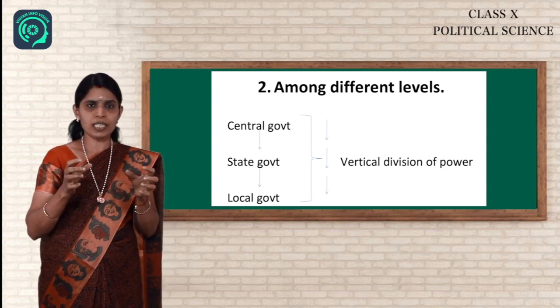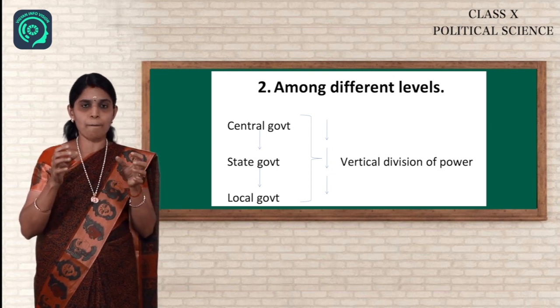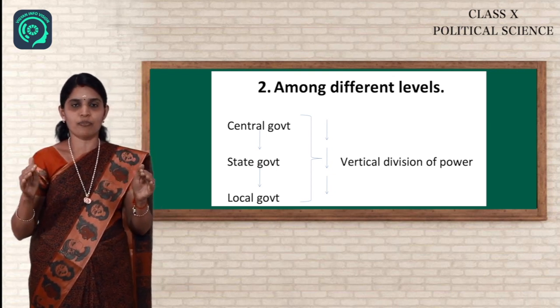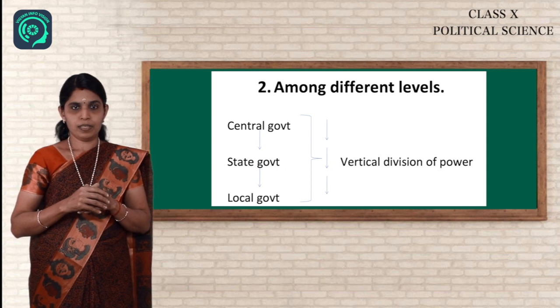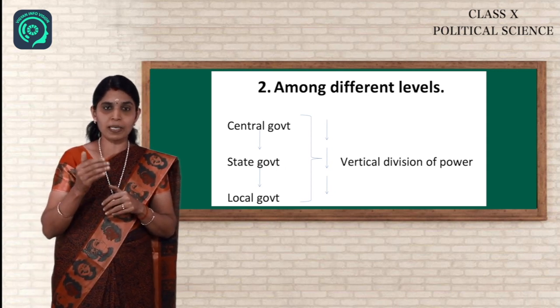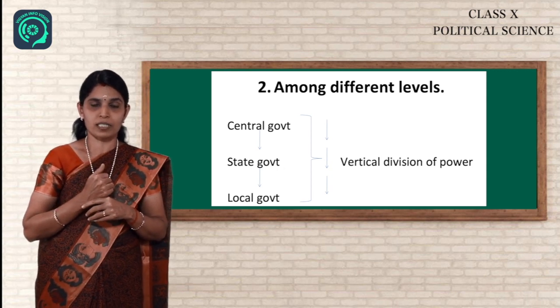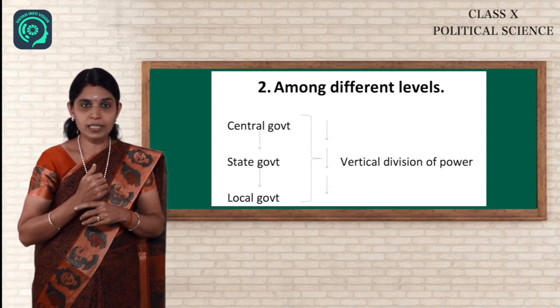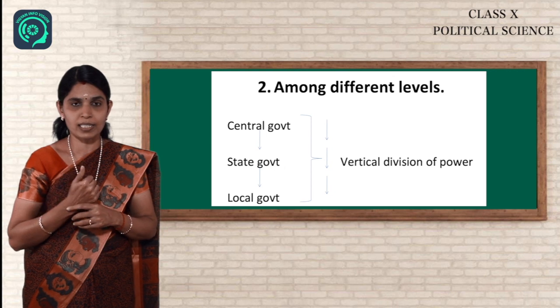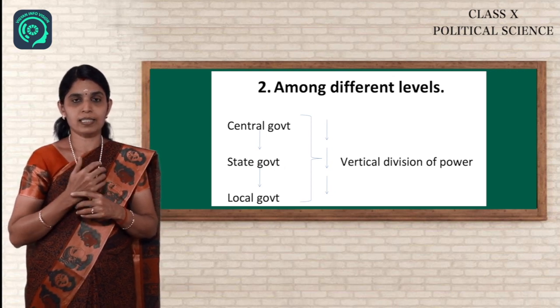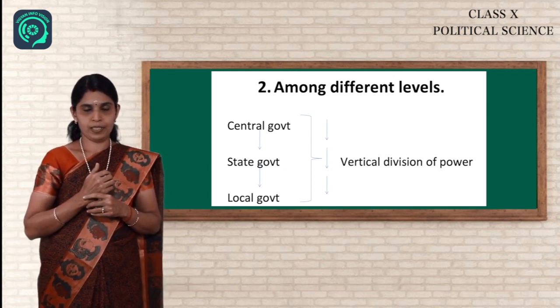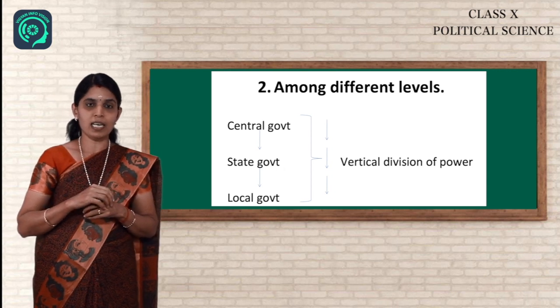The constitution clearly lays down the powers of each level of government. Other than the central government and state government, we have a third level of government. Do you know that? Which is the third level of government in our country? Yes, it is the local government. That means panchayats and municipalities.